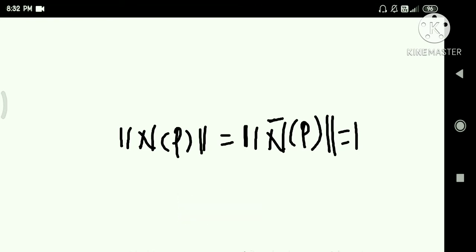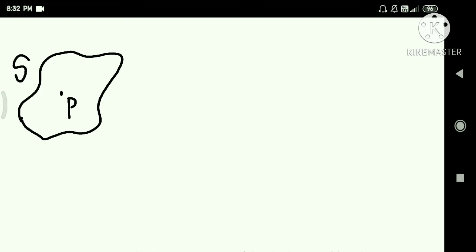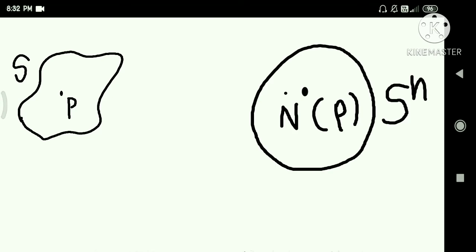That is, if p belongs to the oriented n-surface S, then N(p) is a point in the n-sphere. That is, when we consider this N as a map, N is a function from the oriented n-surface S to the unit n-sphere S^n in R^(n+1).